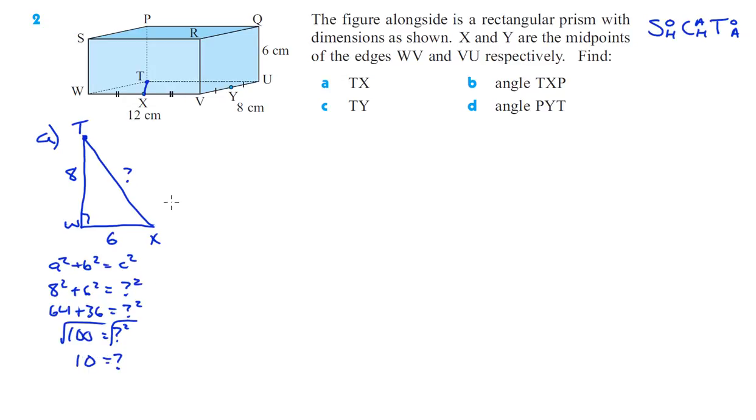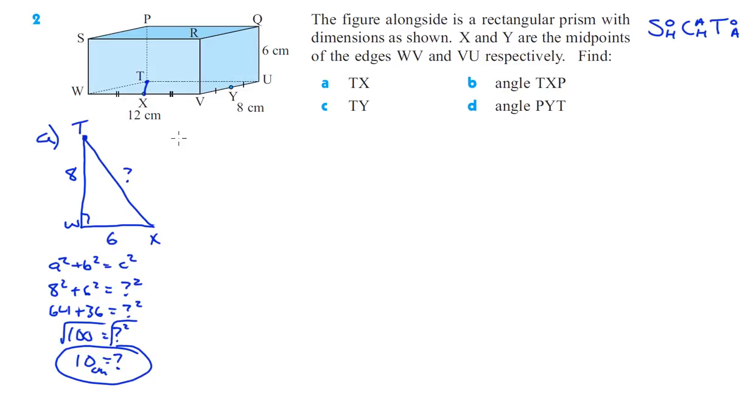But since we know it's a distance, we're going to just stick with 10 centimeters because it can't be a negative distance. Okay, so TX is going to equal 10 centimeters.